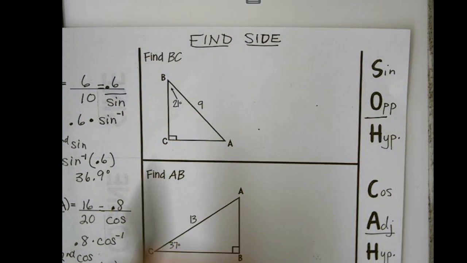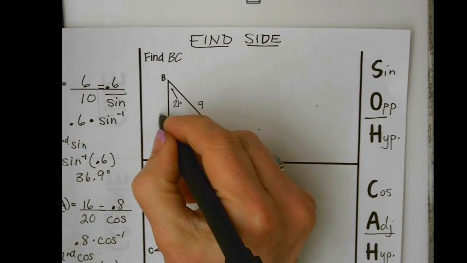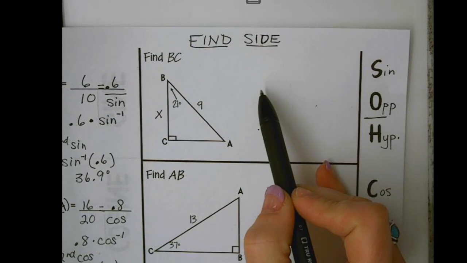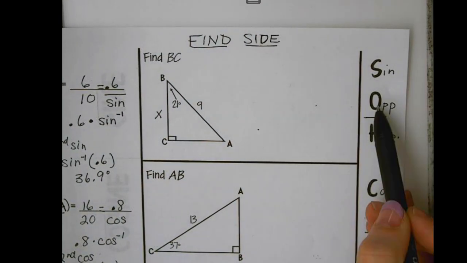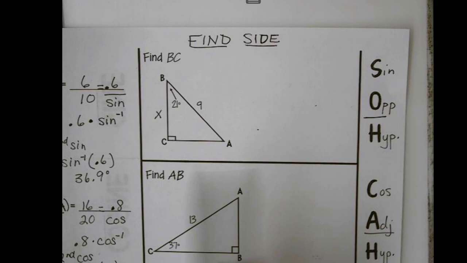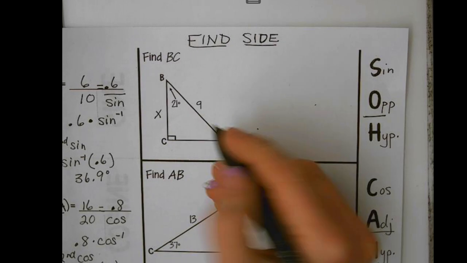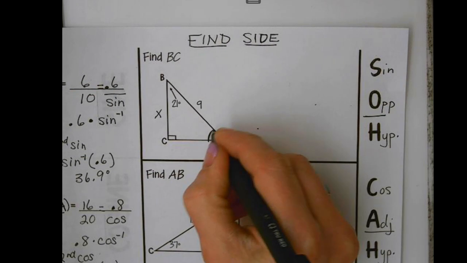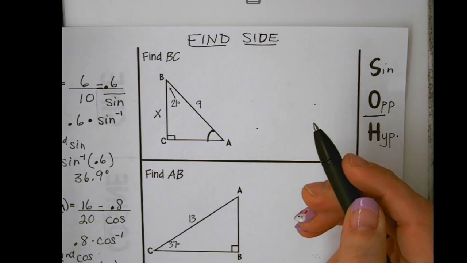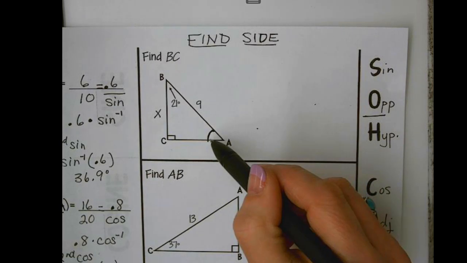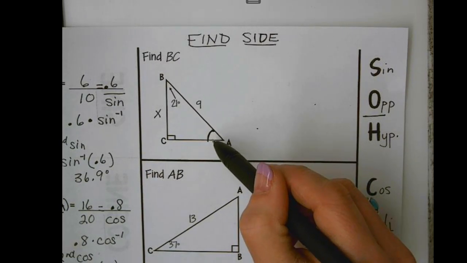So we are going to find BC. I'm going to put X here. On this one, we do want to use sine, and remember that sine is opposite over hypotenuse. The opposite of this side is this angle, so I'm going to mark it. We'll use the sine of this angle, which we can find.